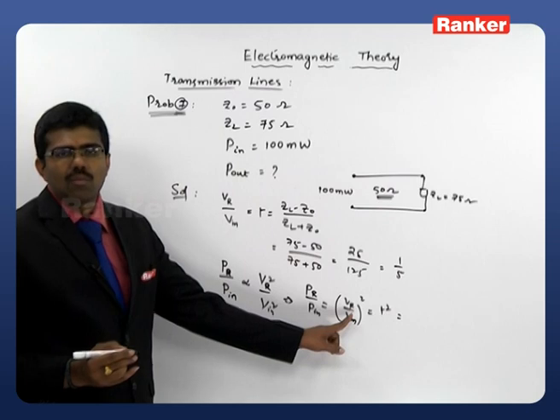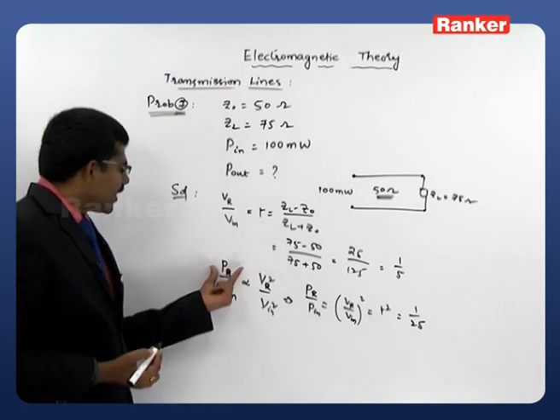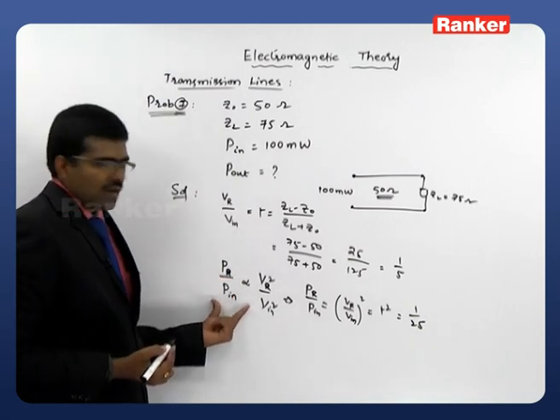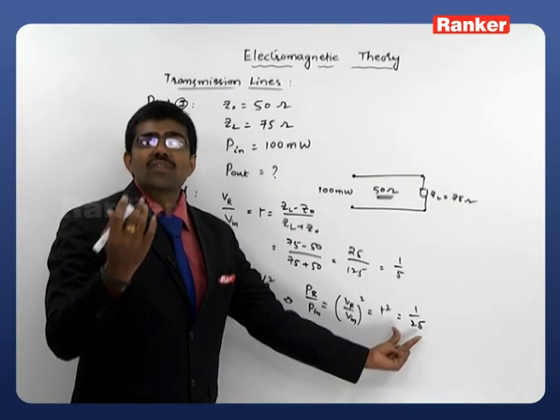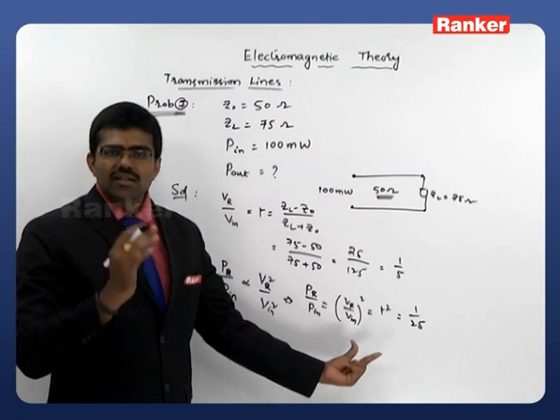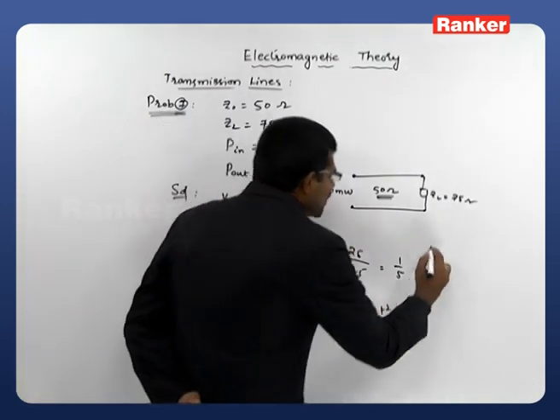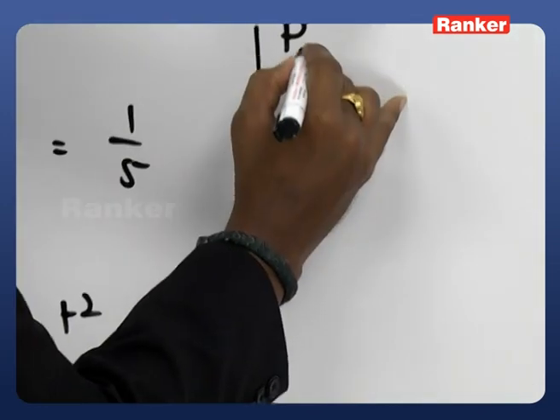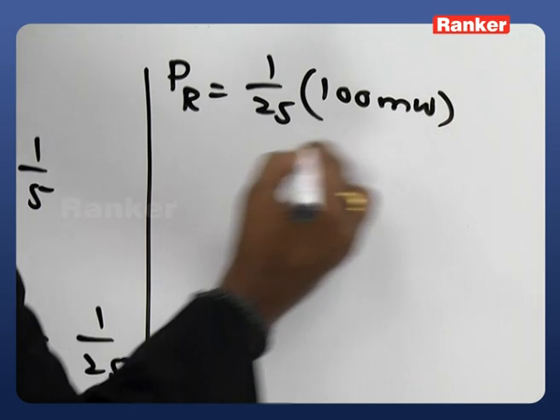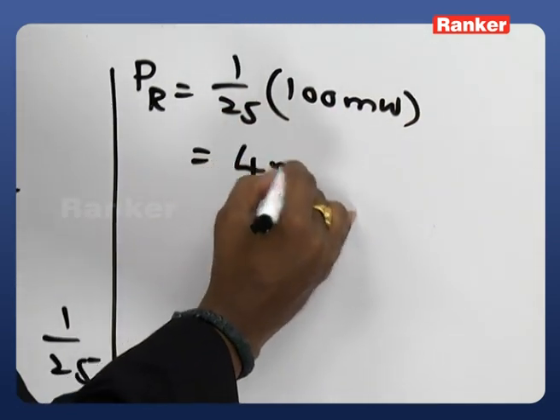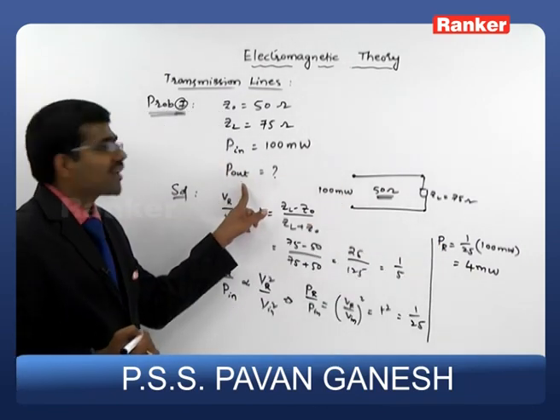What is our VR by V in? Gamma square. What is gamma square? 1 by 25. So whenever we are calculating PR by P in, you are getting 1 by 25, which means 1 by 25th of the power is reflected. It's not transmitted, it is reflected. So what I want is how much power is reflected, I will calculate initially. So P reflected is equal to 1 by 25 times 100 milliwatts. What is 1 by 25 times 100 milliwatts? 4 milliwatts. Power reflected is 4 milliwatts, but what we require is power transmitted.